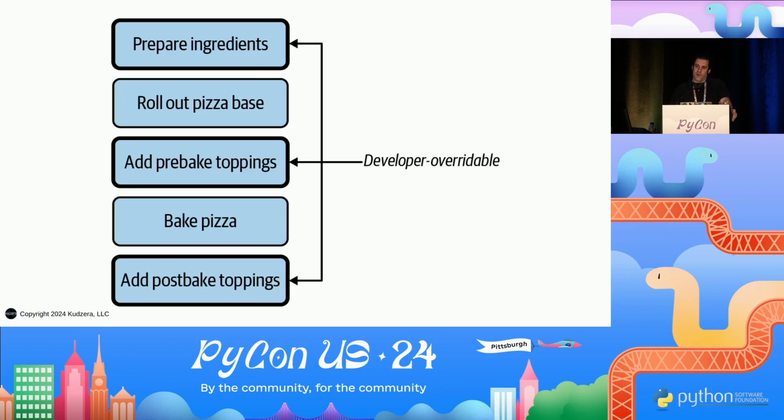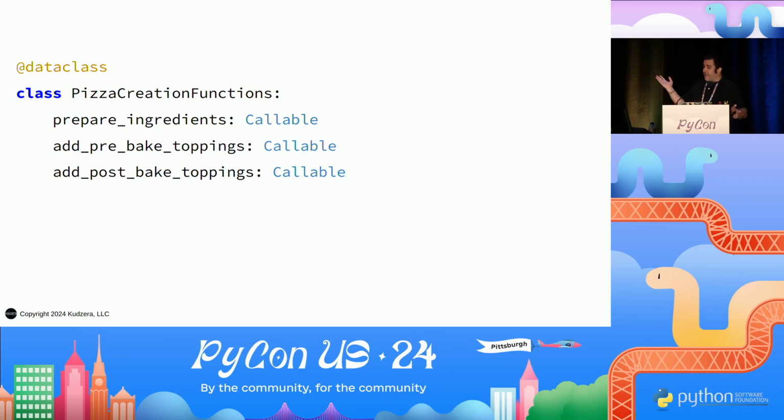I want the developer to be able to override those because maybe they want to make pizzas I've never even dreamed of. I'm going to start by making a data class. These are just callable functions. Prepare ingredients, add pre-baked toppings, add post-baked toppings. These are the things I want to be overrideable.